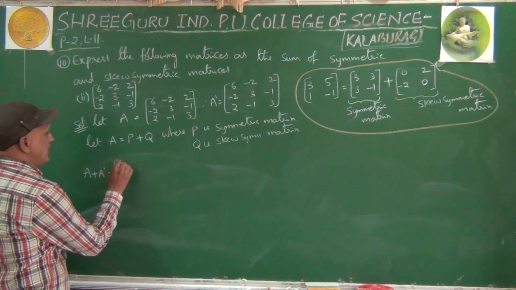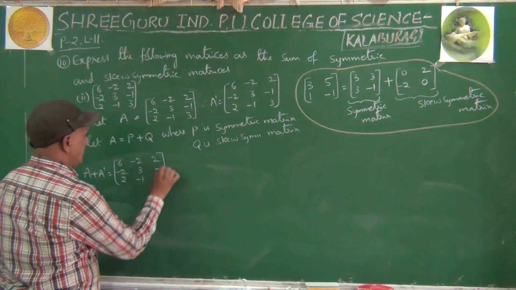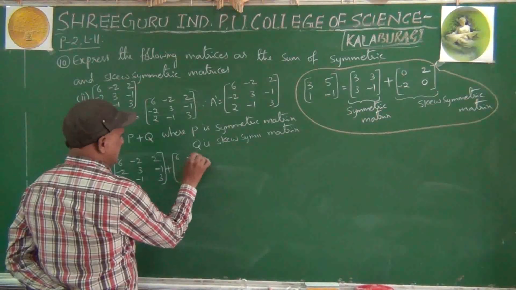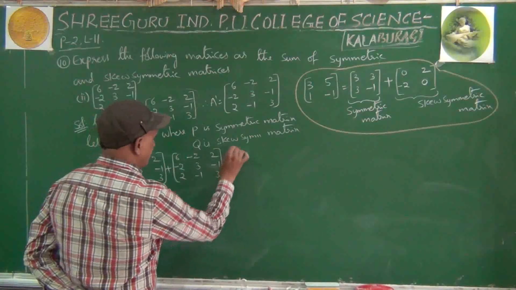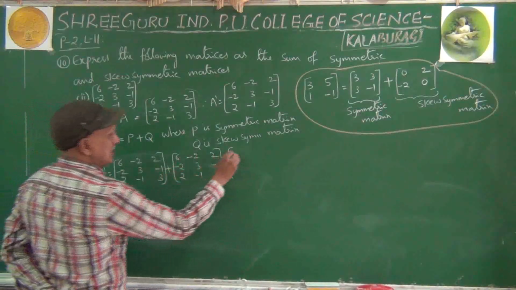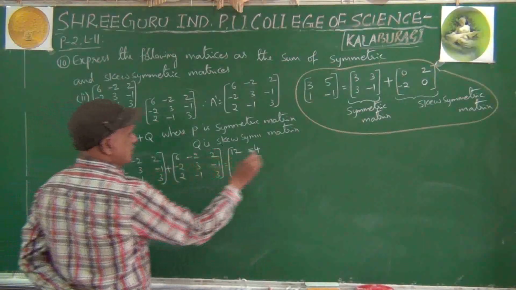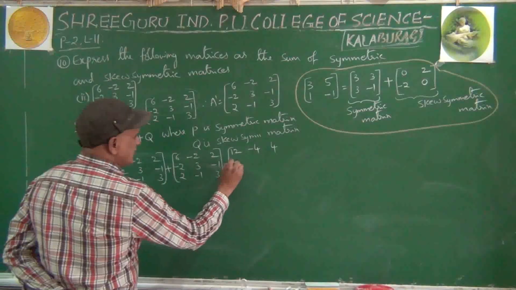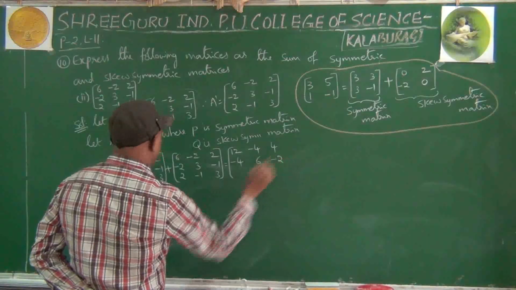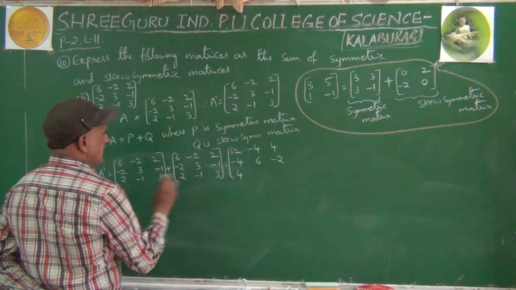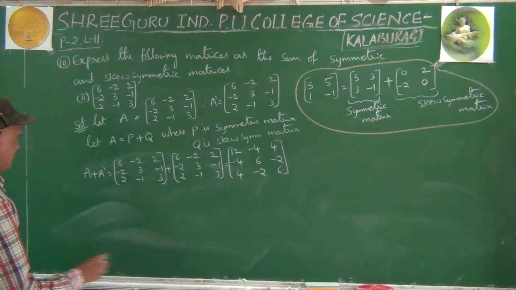A plus A dash. Add both: A plus A dash equals 6 plus 6, 12; -2 minus 2, -4; 2 plus 2, 4; -2 minus 2, -4; 3 plus 3, 6; -1 minus 1, -2; 2 plus 2, 4; -1 minus 1, -2; 3 plus 3, 6.